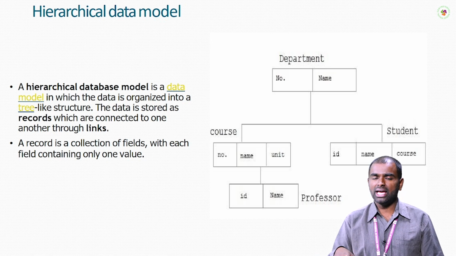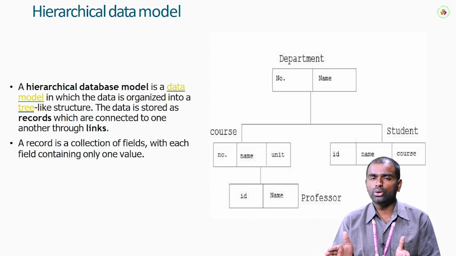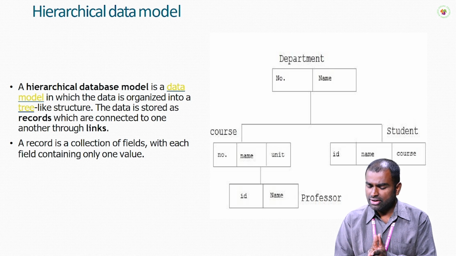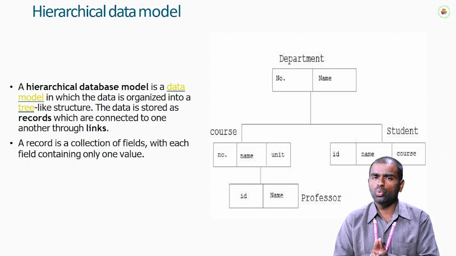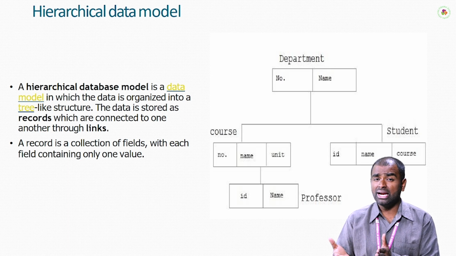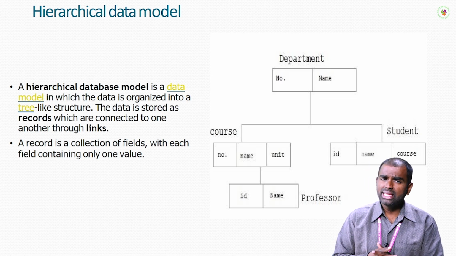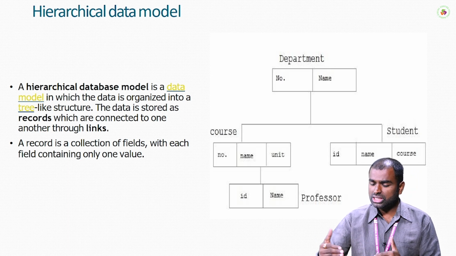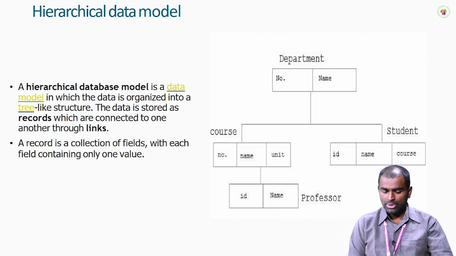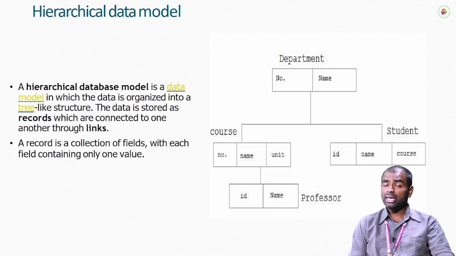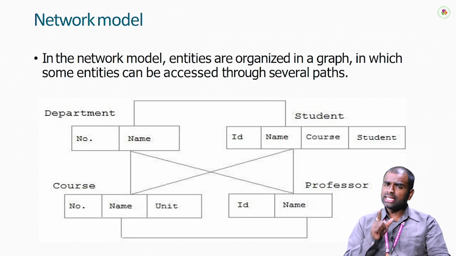In the professor category also you can divide faculty into assistant professor, associate professor, professor, or assistant professor grade 1, grade 2. So this is the hierarchy, how the data can be maintained in different levels. That is a tree-like structure.